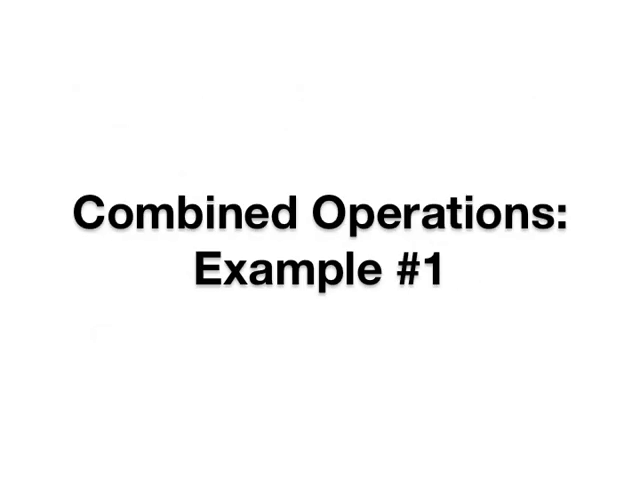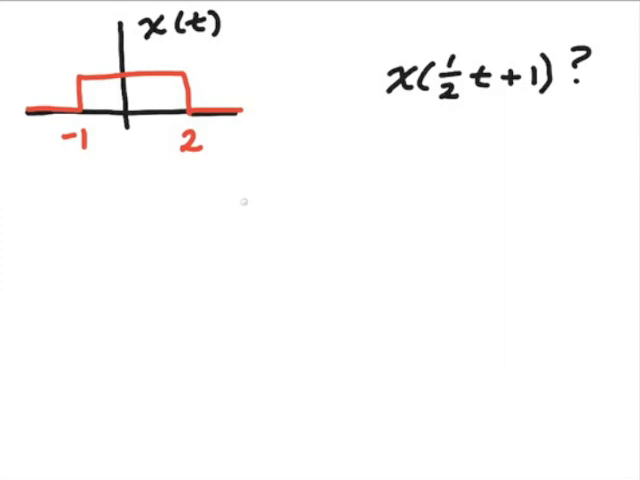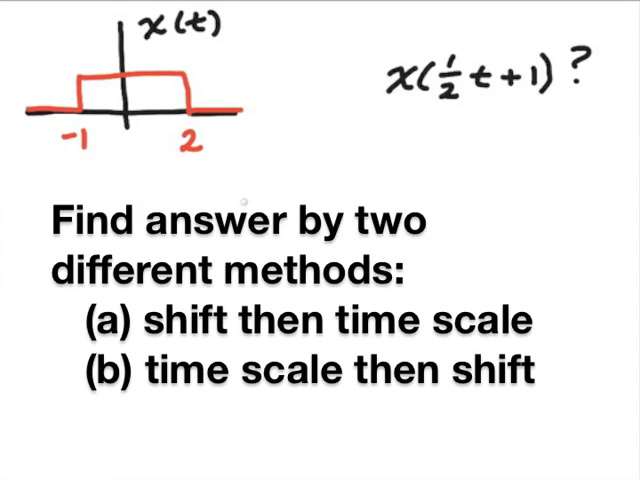Let's now do some example problems to make sure you understand how to do combined operations. So our first problem, we have the signal x of t, and we want to find x of 1/2 t plus 1. We'll find the answer by two different methods. In the first, we'll time shift and then time scale. And in the second, we'll time scale and then time shift.